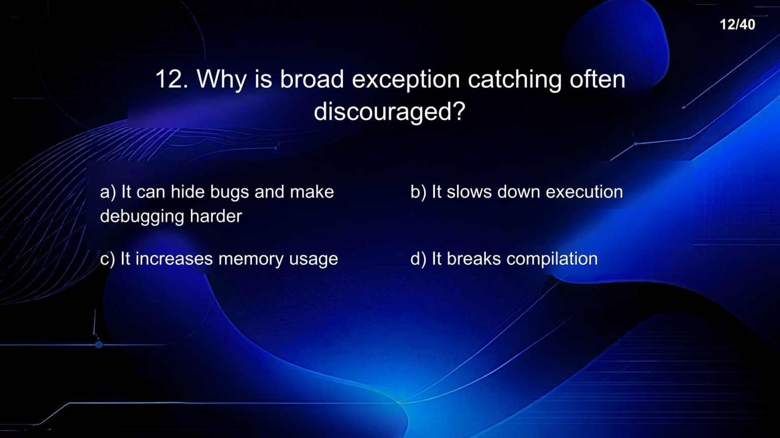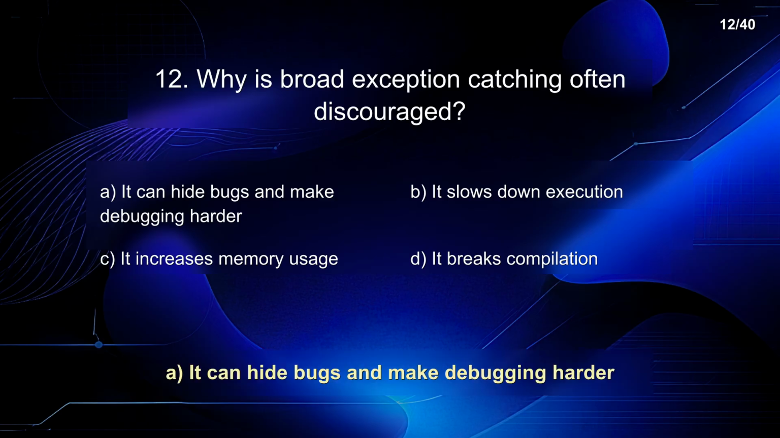12th question. Why is broad exception catching often discouraged? A. It can hide bugs and make debugging harder. B. It slows down execution. C. It increases memory usage. D. It breaks compilation. Correct answer is A. It can hide bugs and make debugging harder.